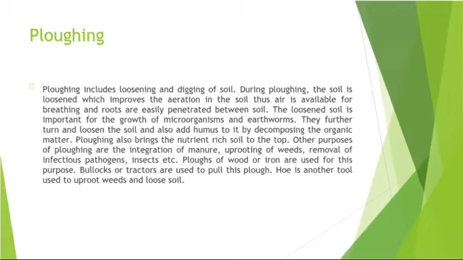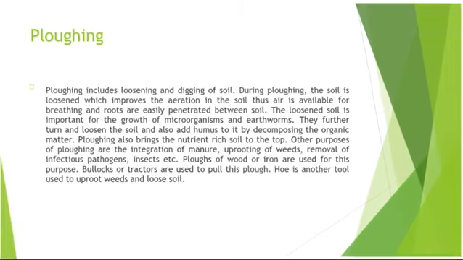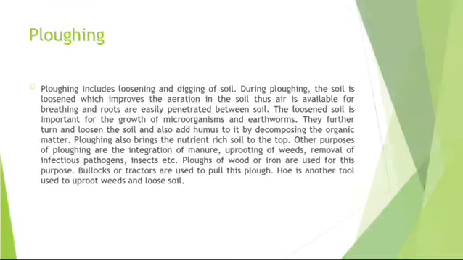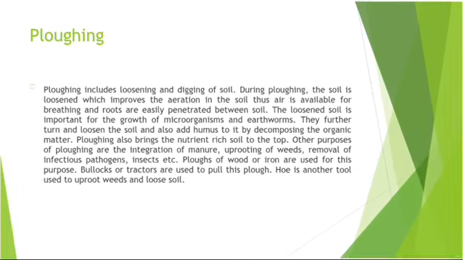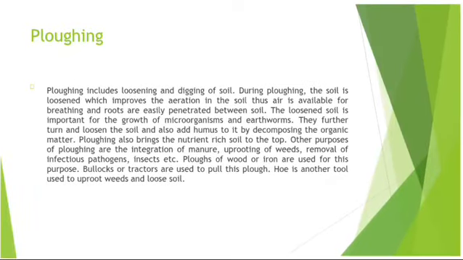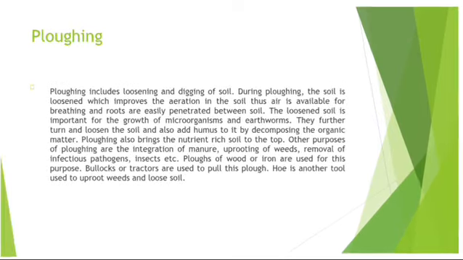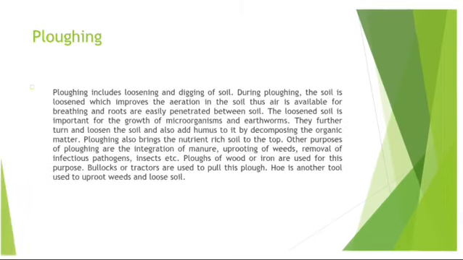Ploughing also brings the nutrient-rich soil to the top portion. Other purposes of ploughing are the integration of manure, uprooting of weeds, and removal of infectious pathogens, insects, etc. This helps the healthy growth of plants. Ploughs of wood or iron are used for this purpose, and bullocks or tractors are used to pull the plough.